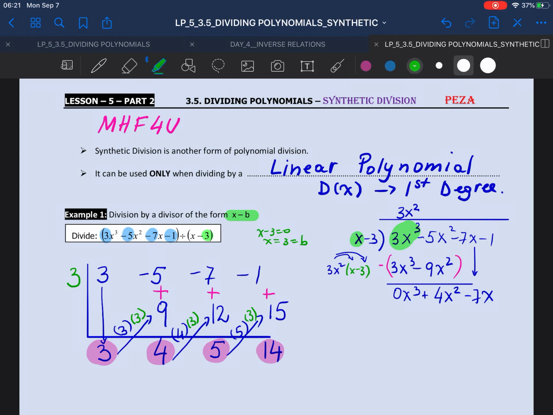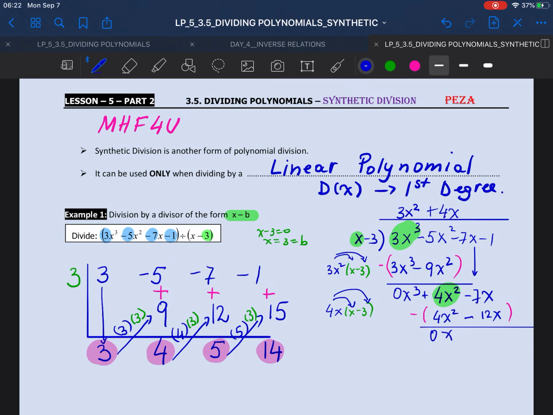And now we're comparing x with 4x squared. Check and see how many times x will go into 4x squared, and it goes 4x times. And here we go again. We're going to multiply 4x by x minus 3. And that will give 4x squared, and then minus 12x. Draw a straight line again. Subtract.